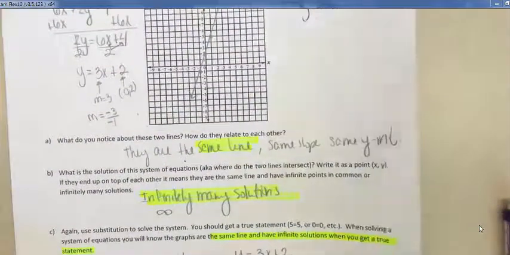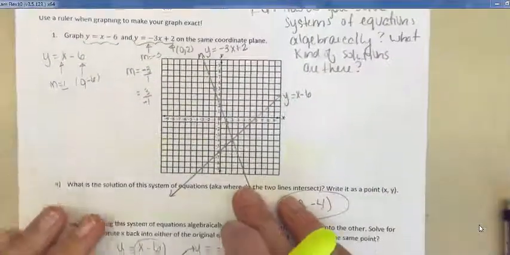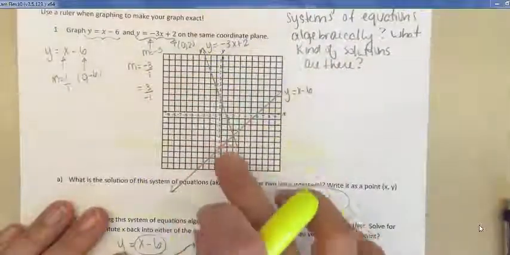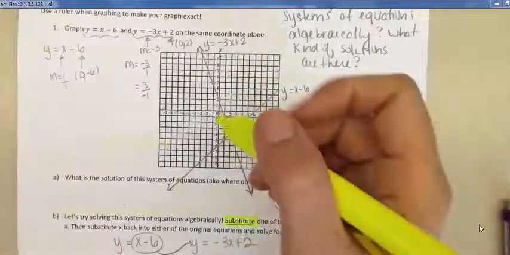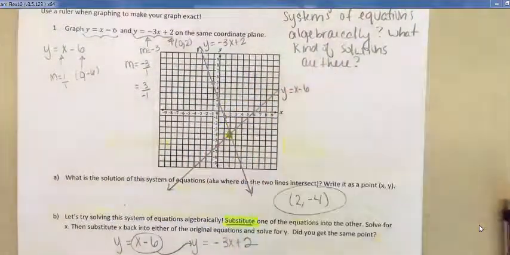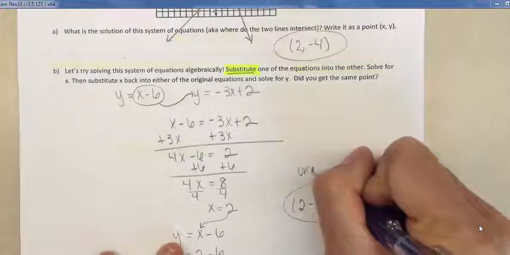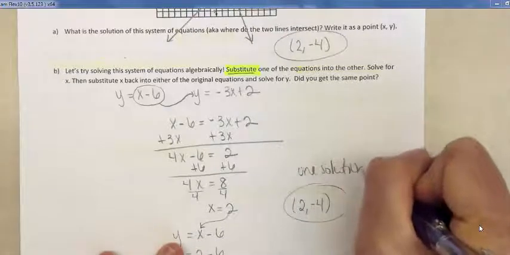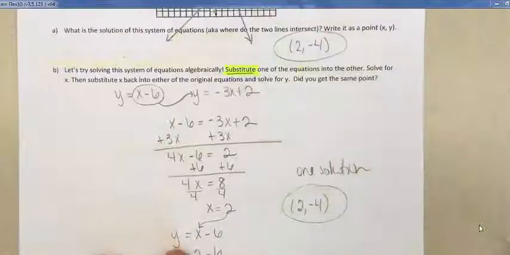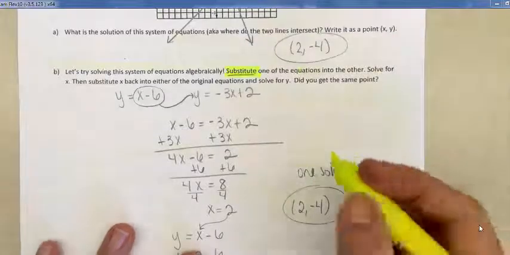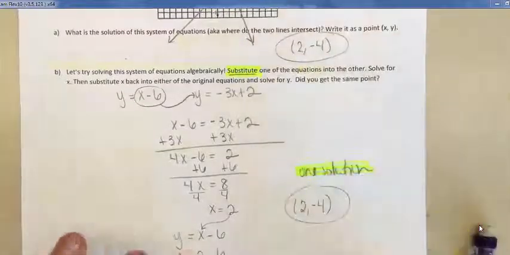So just to summarize, we did 3 different types of systems with 3 different types of solutions. So the first system, the lines actually did intersect at one point. So this ended up being our solution. We got one solution. I'm going to actually write that. So this one was one solution, and that solution was a point. So one solution is the point where they intersect.